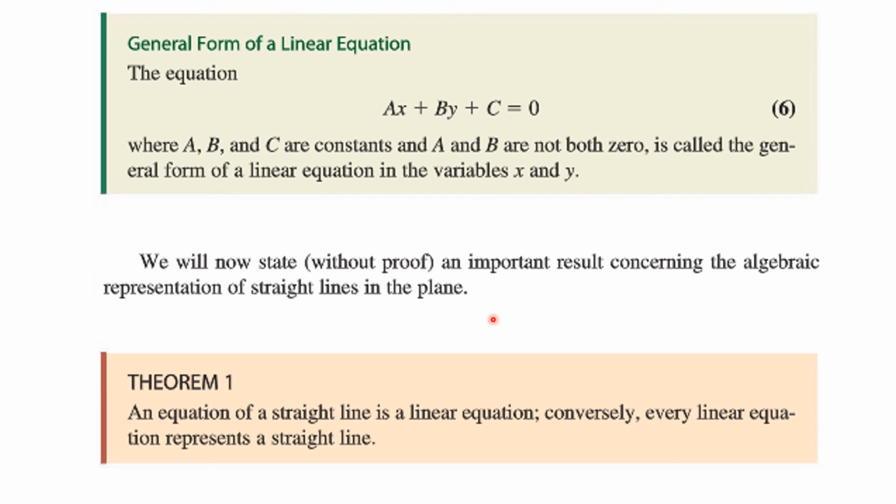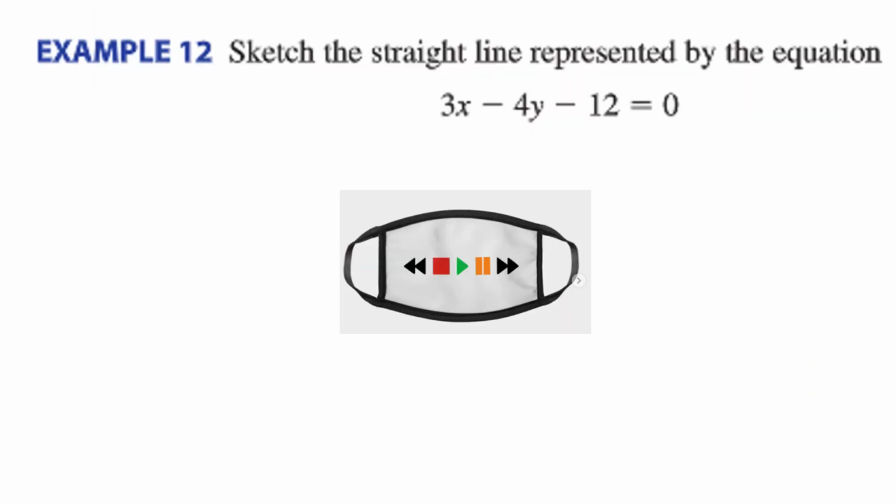The general form of an equation of a line looks like this. A, B, and C are constants, and x and y are variables raised to the first power. So this is called the general form of an equation of a line, and this is a line. And we state without proof that if we have an equation of a straight line, it's a linear equation, and every linear equation represents a straight line if we are to plot the points. So the two go hand in hand. One is an algebraic representation, the other is a geometric representation.